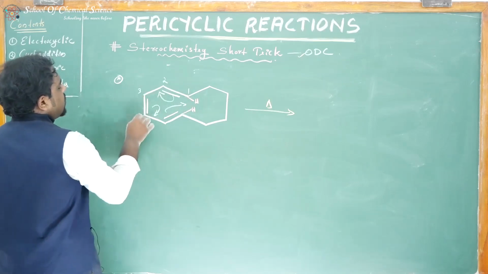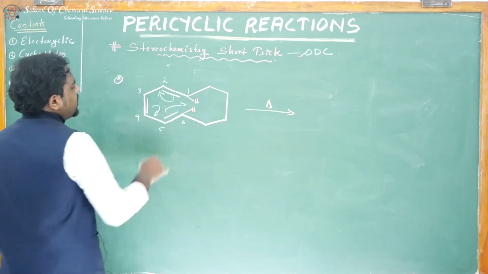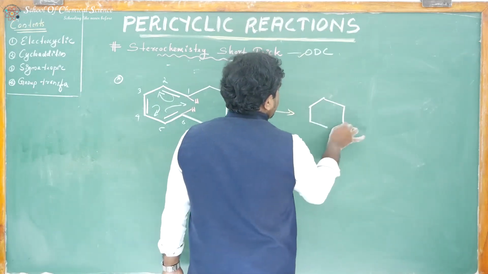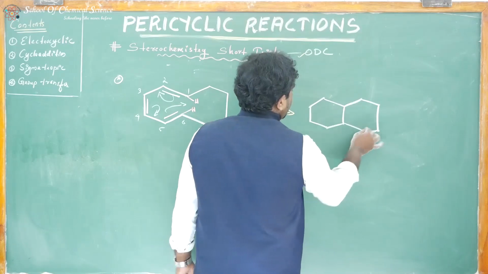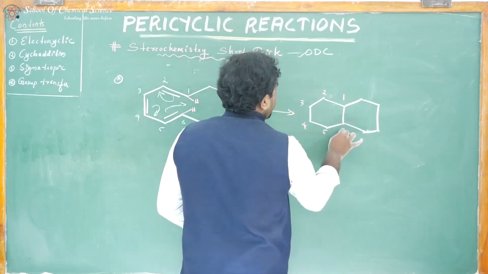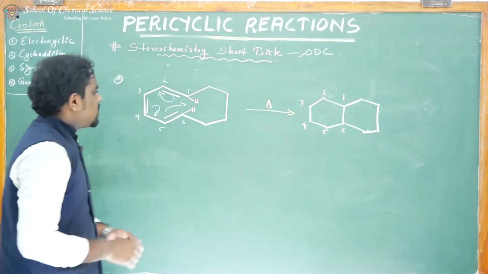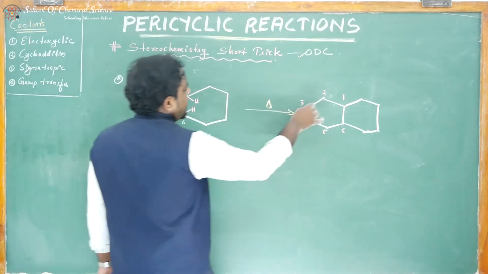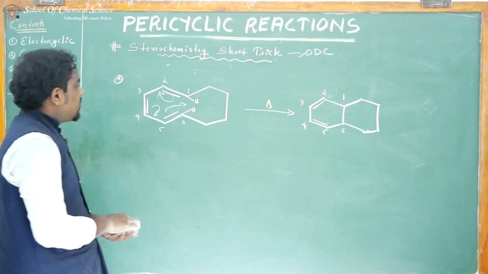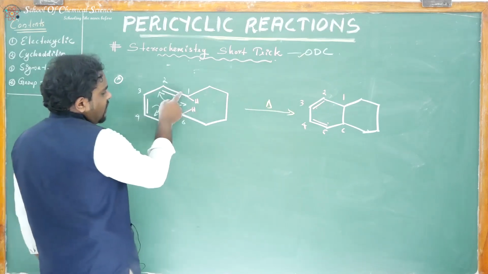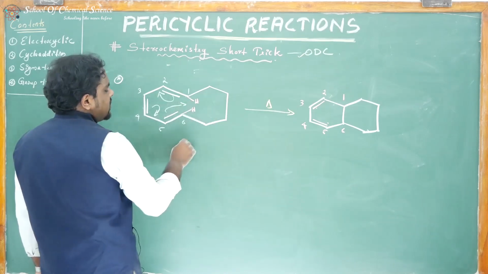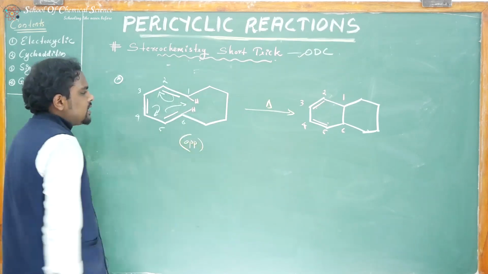So 1, 2, 3, 4, 5, 6. Between 1 and 6, a new sigma bond is formed. Between 2 and 3, a pi bond is formed. Between 4 and 5, a pi bond is formed. You have to predict the stereochemistry of these two hydrogens. One hydrogen is below, the other hydrogen is above. So the two hydrogens are in opposite directions.